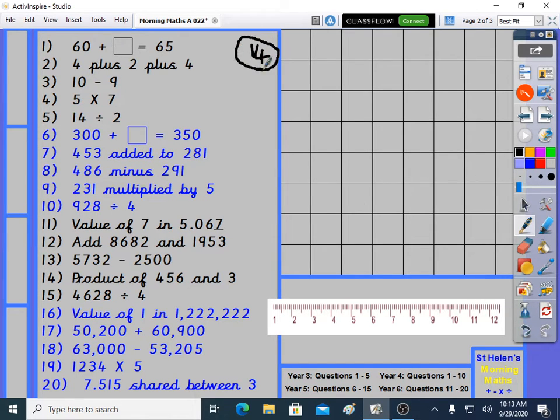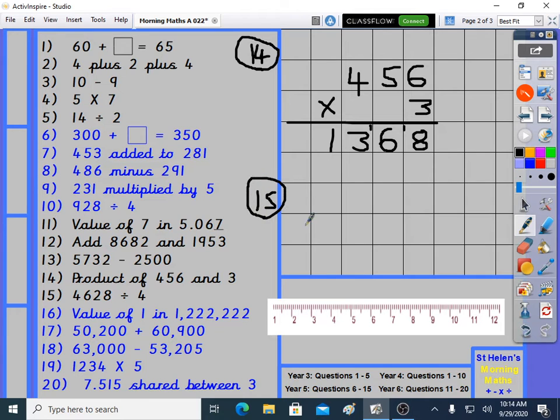Do you know what product means? You can probably guess because question 14 is always times. Well, product does mean times. Good word to know that. 456 times 3. Standard method, 3 times 6 is 18. Put the 8 in the right place. 3 times 5 is 15, plus 1 is 16. 3 times 4 is 12, plus 1 is 13. Just check my times tables. Happy with that? 1,368. And question 15 is division. 4-digit division using the bus stop.